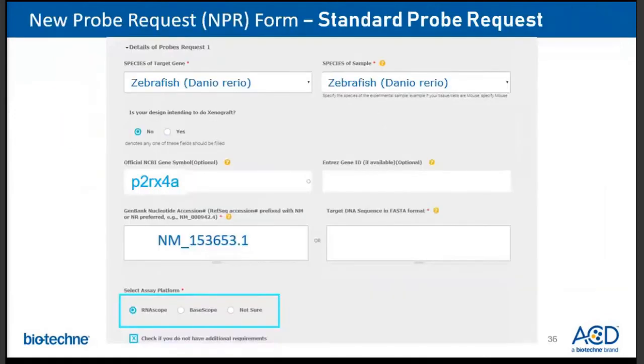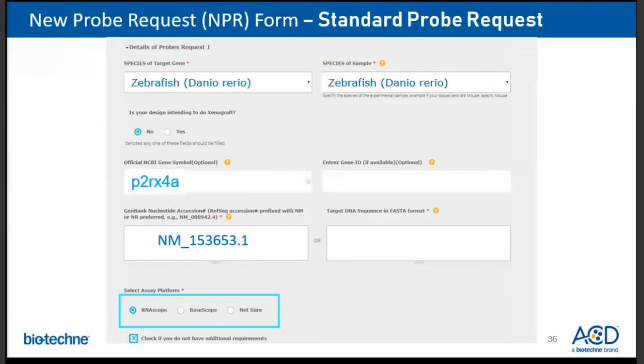For our standard probe request for RNAscope, we have here as an example zebrafish, which is Danio rerio, and that's the target species, and the sample species is also zebrafish. And then the gene is ptrx4a. That should be input here as the gene symbol, and then the accession number is provided in the next input, and then the assay selected is RNAscope. Since this is a standard design, check here if you do not have additional requirements. This is the box here.